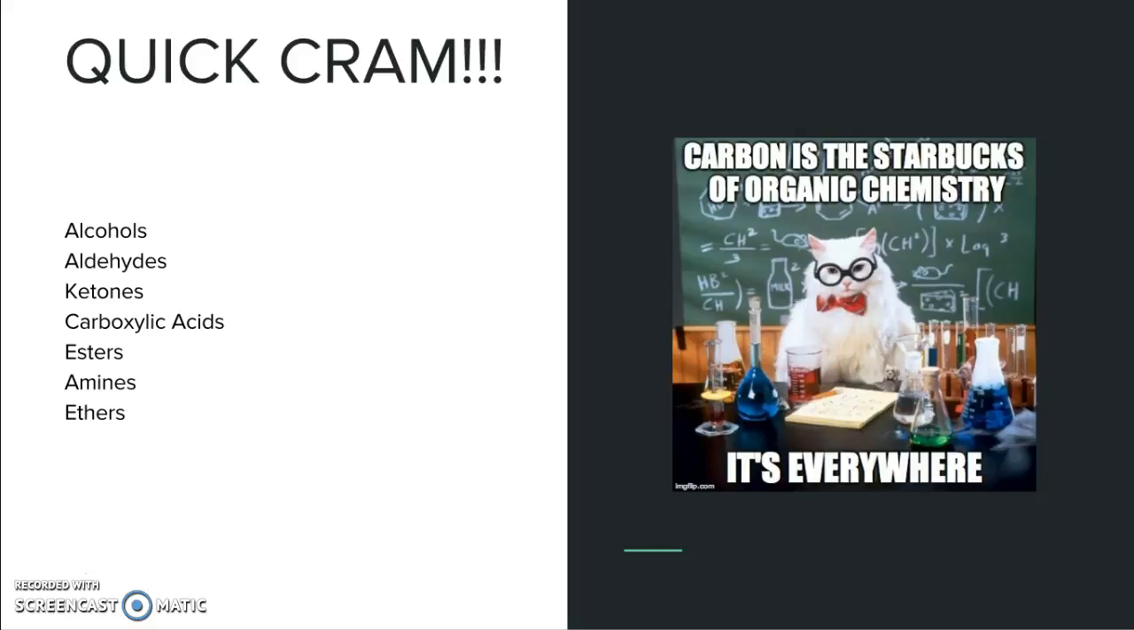Ketones, as I said, have the carbonyl group in the middle. They're named with the suffix -one. And ketones look like a keyhole. Carboxylic acids have a carboxyl group at the end, or a COOH. Carboxylic acids are "Cu" at the end, and they're named with the suffix oic, oic, oic, oic.